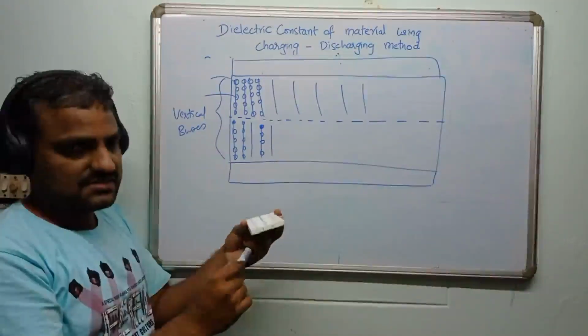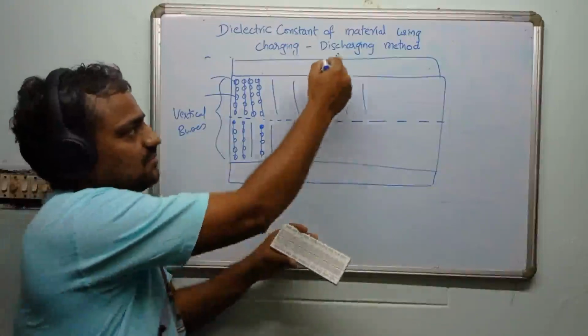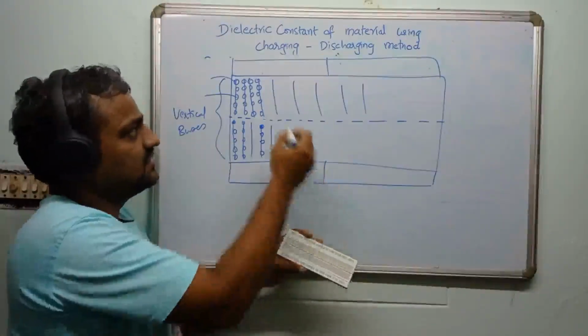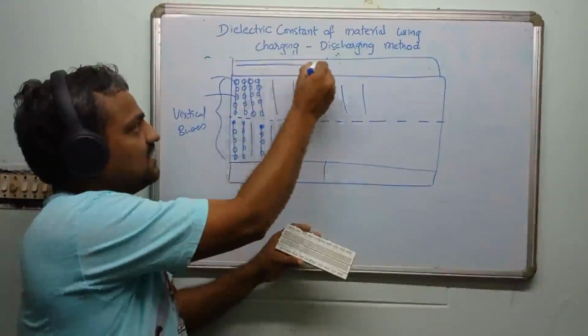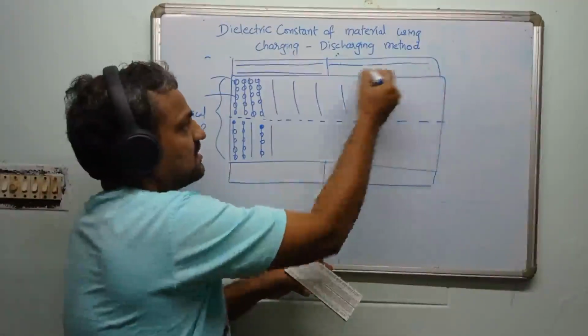These are vertical buses. And similarly, there are top buses which are called horizontal buses. There is a mark at the center. So you have horizontally connected buses. Two buses are there here, and another two more buses are there here.